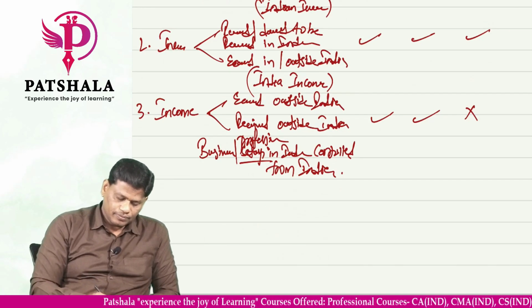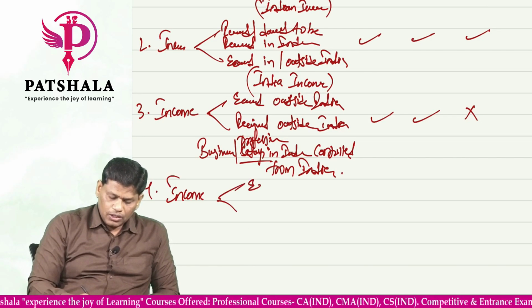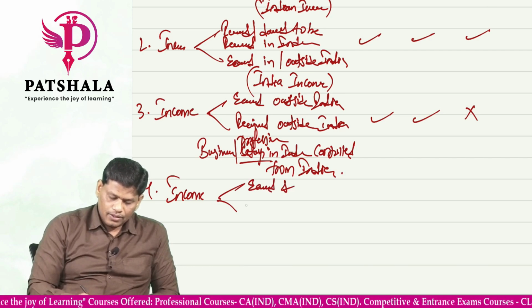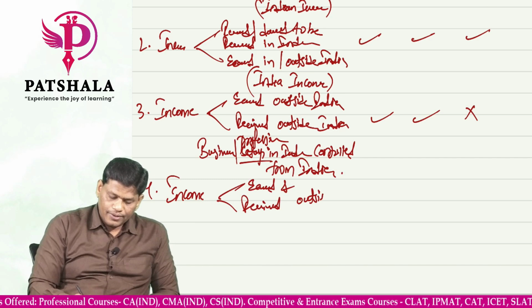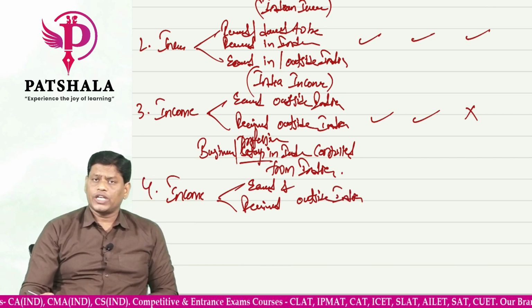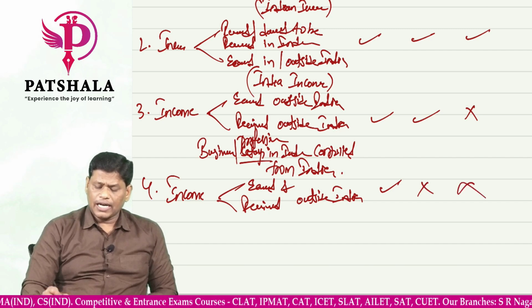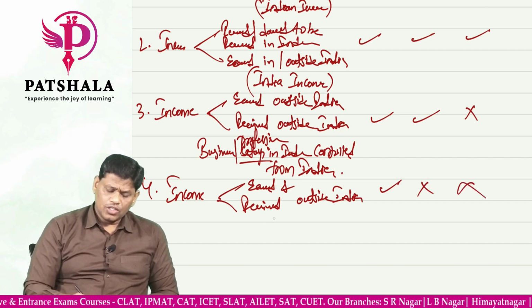Last one, income earned and received outside India. Income earned and received outside India is taxable only for residents; resident but not ordinary and non-resident is not. This is a normal foreign income.